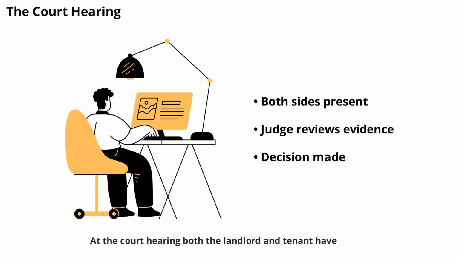At the court hearing, both the landlord and tenant have the opportunity to present their cases. The judge listens to both sides, reviews the evidence, and may ask questions. The tenant can explain any defenses, such as improper notice or landlord's failure to maintain the property. After considering all the facts, the judge will make a decision. This hearing is the critical moment that determines whether the eviction will be approved or denied.